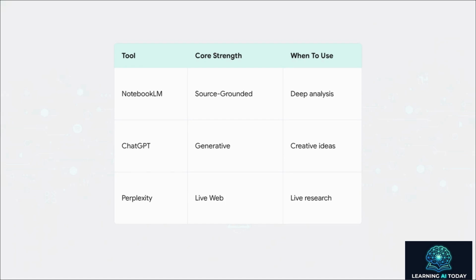Use Perplexity for live web research when you need to know what happened literally 5 minutes ago. Use ChatGPT or Claude for generative creation, like when you need to write an email from scratch or creatively brainstorm a totally blank page. But you use NotebookLM when you have defined sources. You use it when you need deep, hallucination-free analysis of your own specific documents, complete with exact, rock-solid citations.